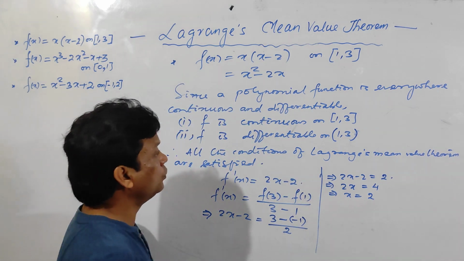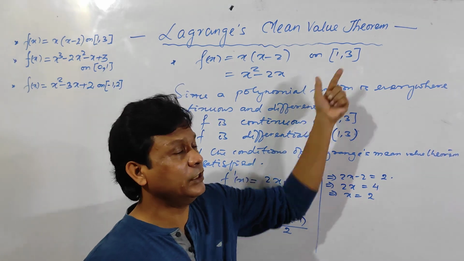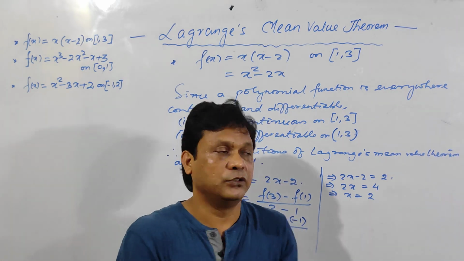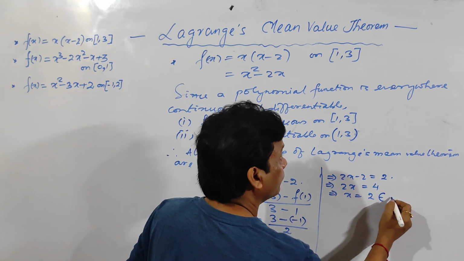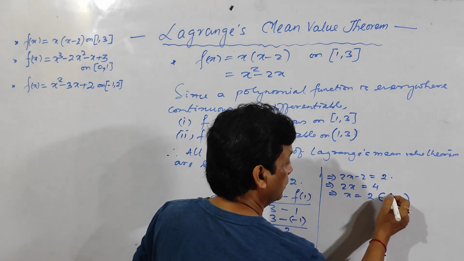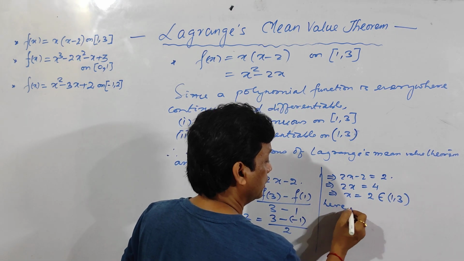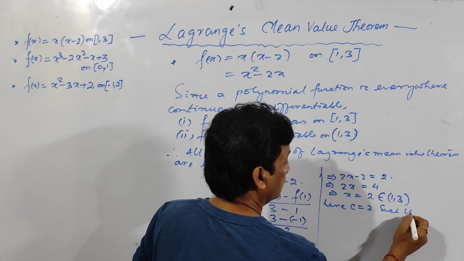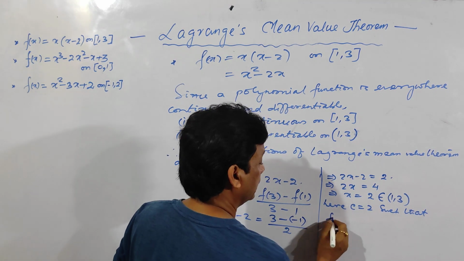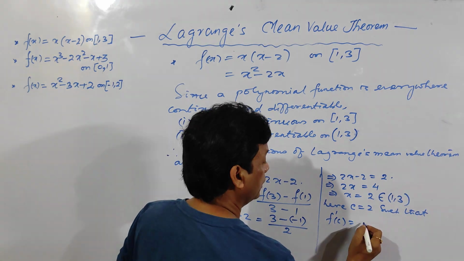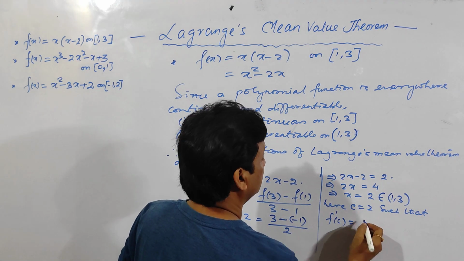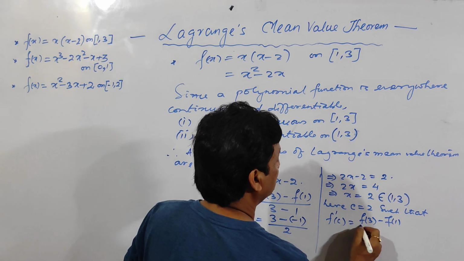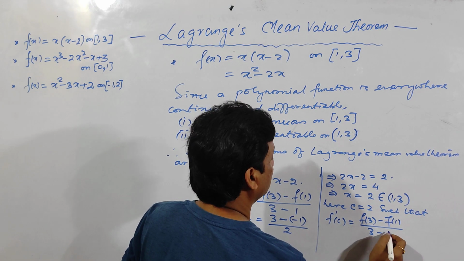See here, whether 2 belongs to the open interval 1, 3 or not? 2 lies between 1 and 3 or not? Yes, 2 belongs to the open interval 1, 3. So here C is equal to 2 such that f dash C equal to f of 3 minus f of 1 divided by 3 minus 1.